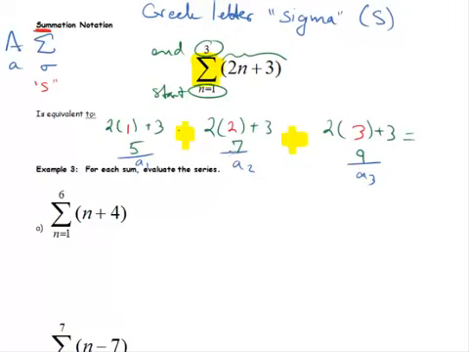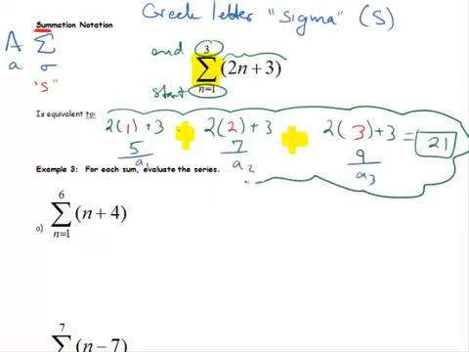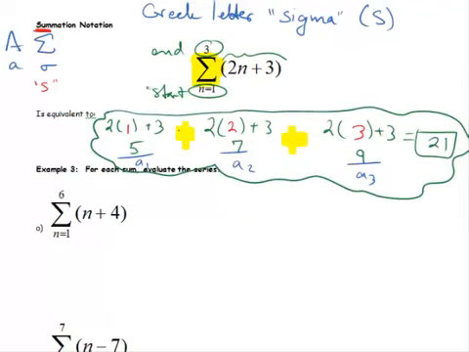5 plus 7 is 12. 12 plus 9 is 21. Now, even though that's what's happening, when you see a summation notation like this, most people don't write out all that work. Instead, what they do is they think inside their head, plug in a 1. 2 times 1 is 2 plus 3, and they just write 5. They say plug in a 2. So 4 plus 3, and they write 7, and they write 9, and then they add it up.